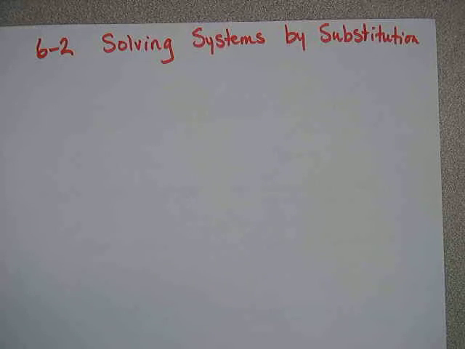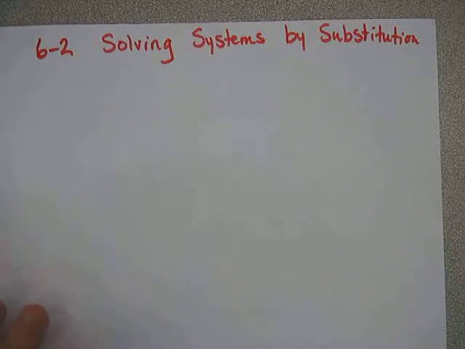This is lesson 6.2 in your textbook, Solving Systems by Substitution, and this begins on page 390. What I'd like you to do is to take notes and write down all of the examples that I'm doing along with me in your journals. Make sure that you pause this at any time if I get ahead of you.